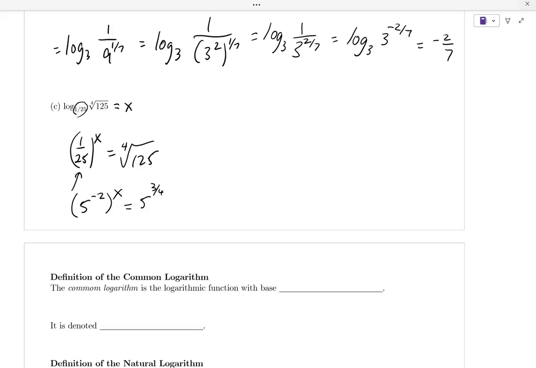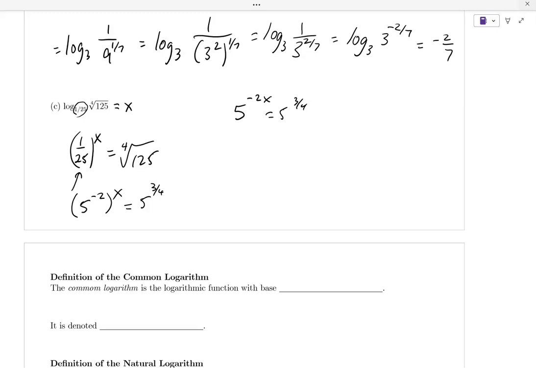Okay. Just like last time, what can I do with these two? Multiply. Good. So we now have 5 to the negative 2x equals 5 to the 3/4. Okay, now we're almost done.